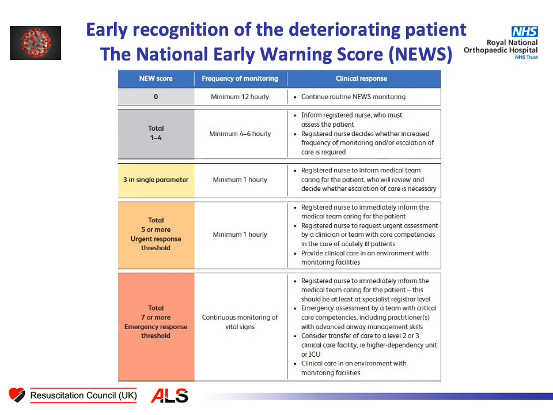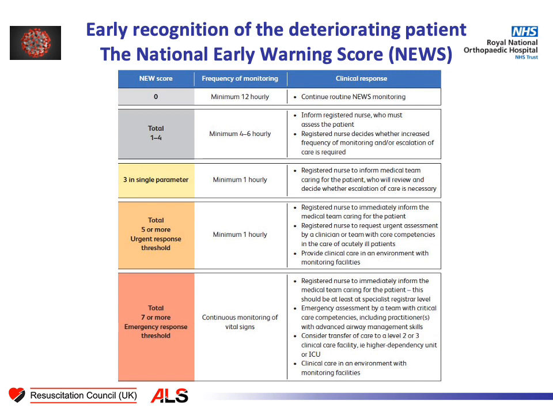With a score of 5 or more, we recommend minimum 1 hourly monitors. The nurse on the ward should immediately call the medical team caring for the patient and request an urgent assessment by a clinician or team with core competencies in the care of acutely ill patients, and provide clinical care in an environment with monitoring facilities.